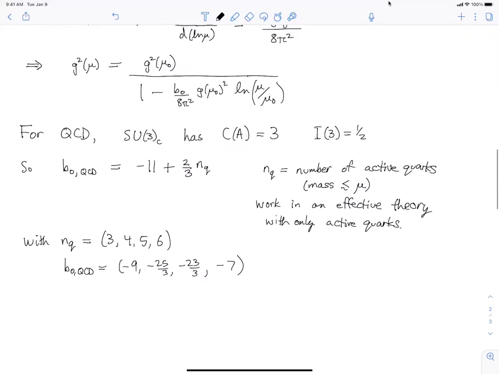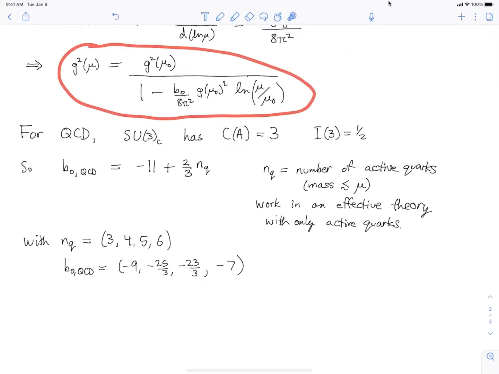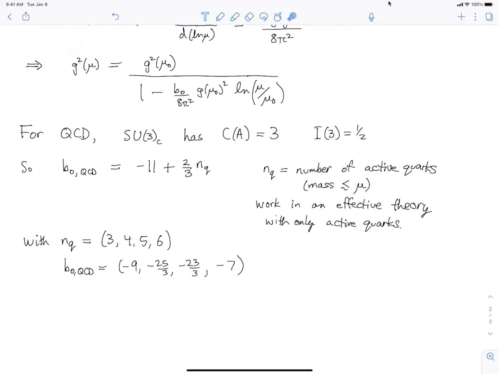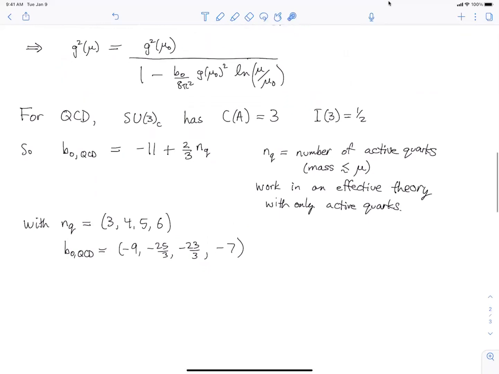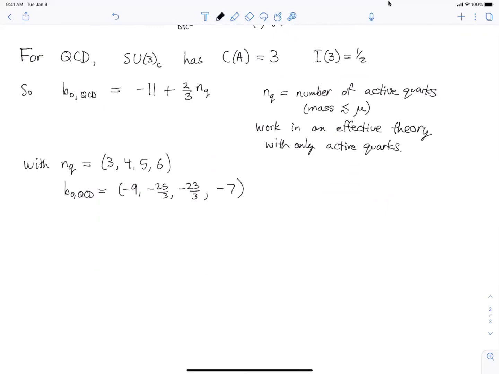Okay, and so if we take this equation and we rewrite it in terms of alpha_S, which is g²/4π, then we get alpha_S at some renormalization scale mu is alpha_S at mu0 divided by 1 minus, you plug in the appropriate B0 over 2π, alpha_S of mu0 again, and then a logarithm.